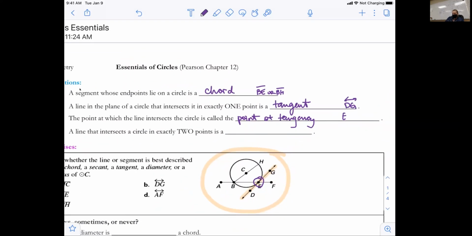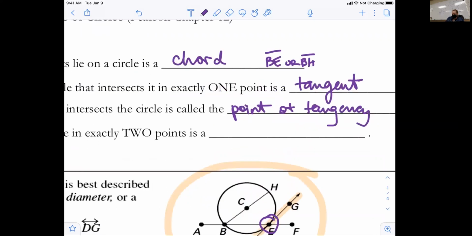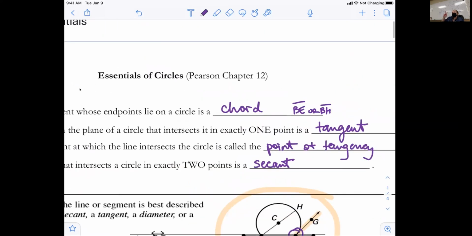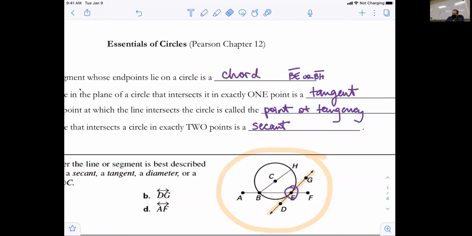And then the last one, a line that intersects the circle in exactly two points, is what we call a secant. So secant is a new word. We'll use it more when you get to trig in a couple of years, but secant is another name for a line that intersects two points of my circle. So let's pretend that BE, which we called a chord, extended out and had arrows at the end. We could call the line BE, with arrows at the end, our secant line. All right, cool?